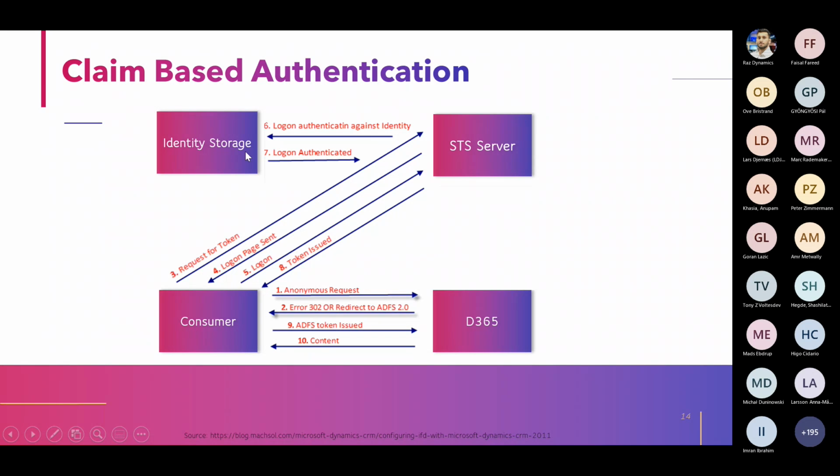Identity storage will give the response back to the STS servers that the user is authenticated, its identity is proved. Then the STS server gives the SAML token, or maybe any other type of token, back to the consumer. Then using that token, the user can directly access the Dynamics 365 application. So this is claim-based authentication, where your identity is not managed in the third-party application, any identity storage, or the STS server.